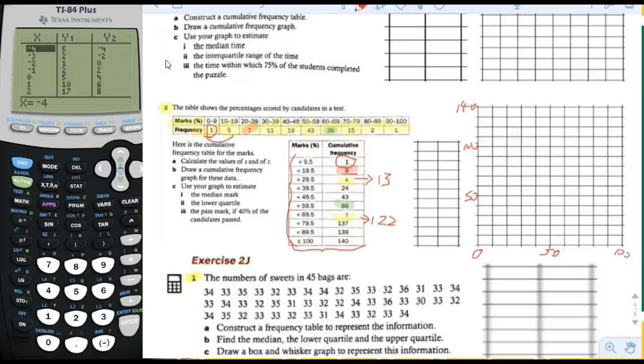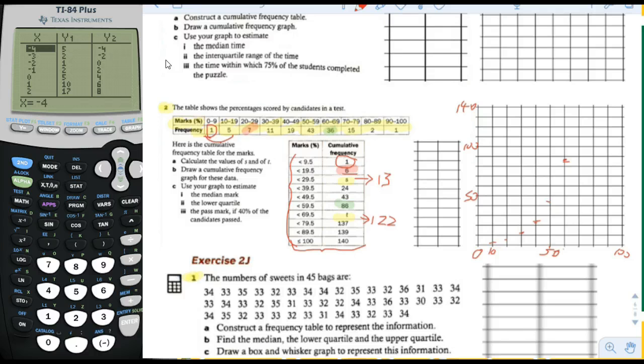So the first point is going to be 9.5, comma 1. So 9.5, comma 1 would be about like that. This is about 10, so 9.5 is a little bit to the left, but hardly any to the left. So next one's 19.5, 6. It would be maybe a little bit higher. 29.5, 13 would be about here. 39.5, 24 would be about here. 50, 43 would be about there. 60 or 59.5 would be at about 86. It's about here.